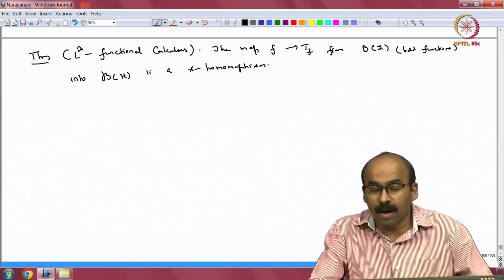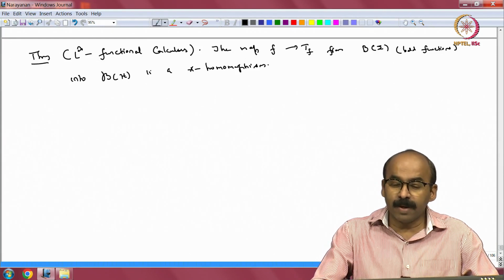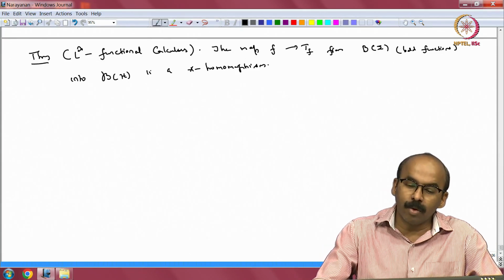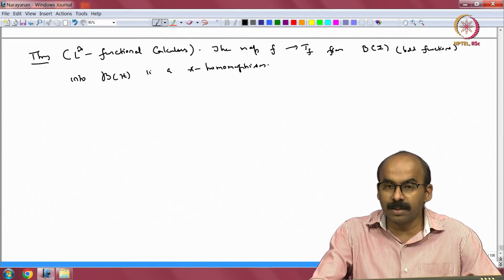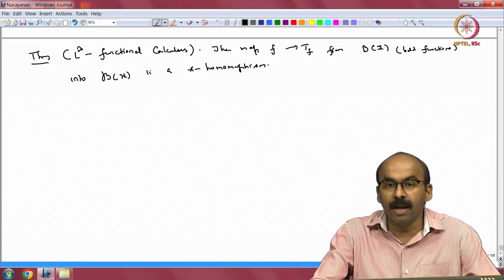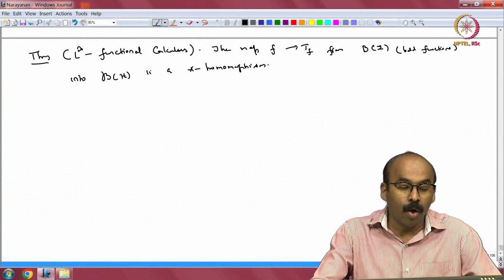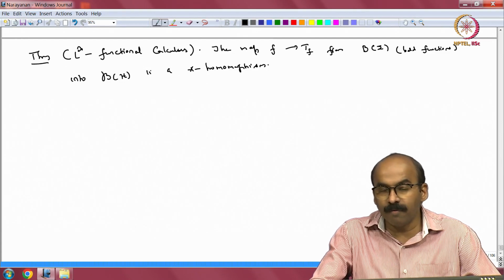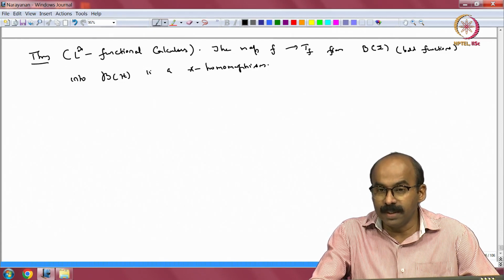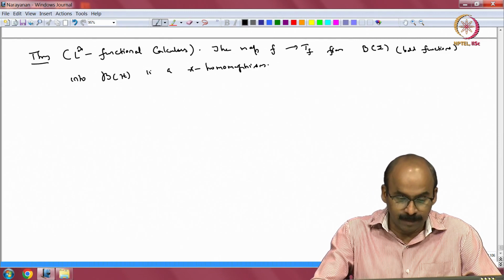So, when I say it is a star homomorphism, it respects the star operation. What is the star operation here? On bounded functions, the star operation is the complex conjugation, just like continuous functions on sigma. On B of H, the star operation is the adjoint, right. So, f bar will have to go to the adjoint of T sub f, that is T sub f star.